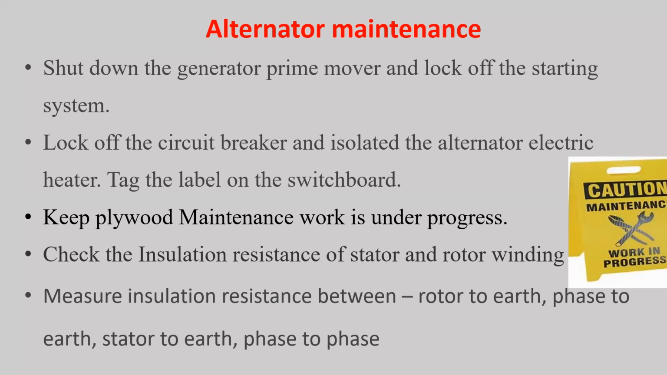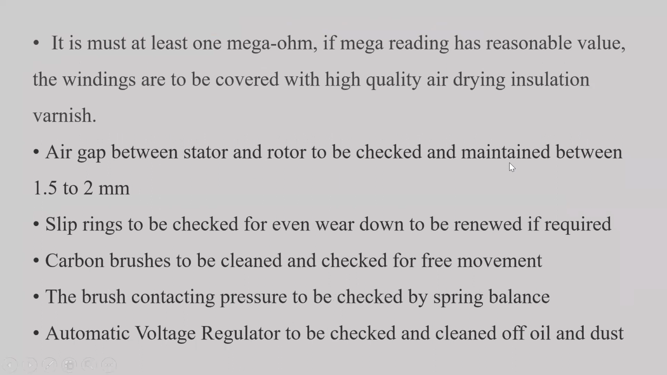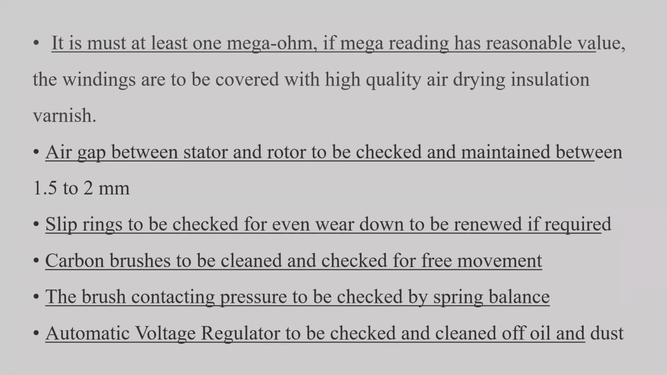So these are the important steps to be followed for generator maintenance. When we go to the next slide, insulation resistance must be at least 1 megaohm. If the megger reading is a reasonable value, the windings are to be covered with high quality air drying insulation varnish. If we have megaohm insulation resistance, that is good.